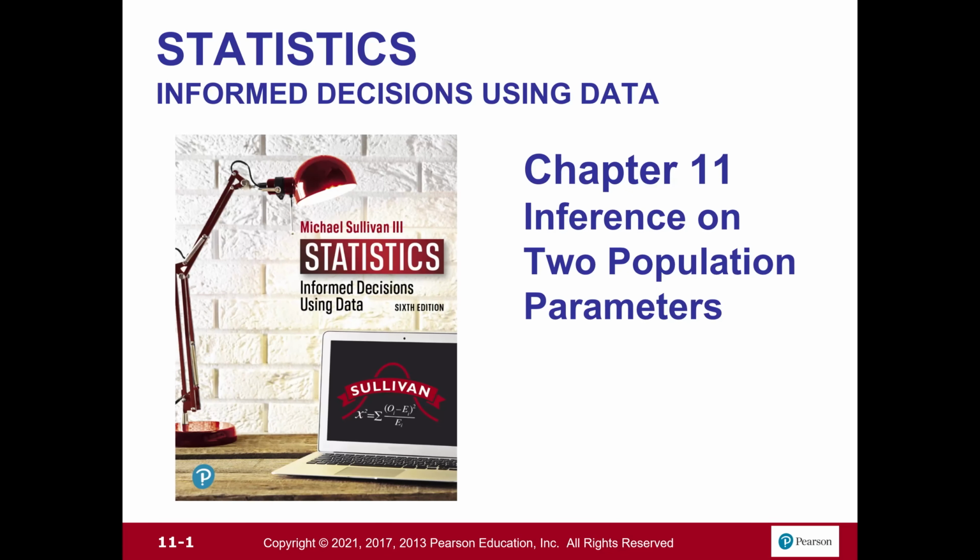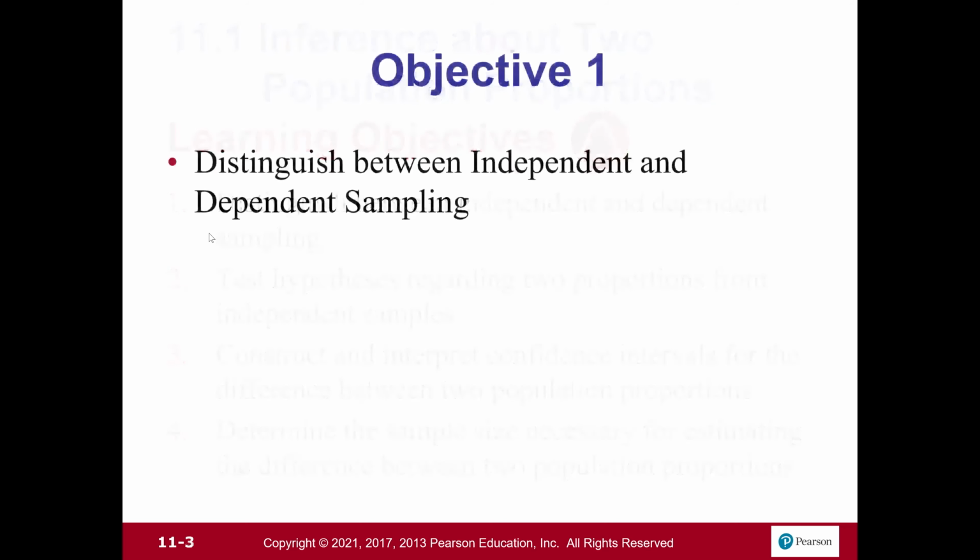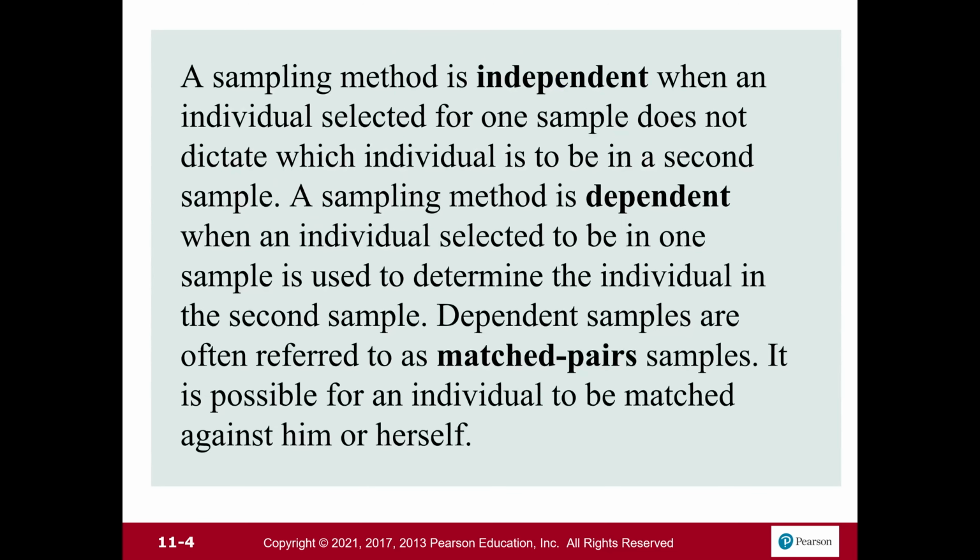Alright, welcome. This is the Chapter 11 lecture video, and this time we are going to be conducting hypothesis testing for two different populations. Inferences on two population parameters. The first section has a ton of different learning objectives, and the first one is all about just distinguishing between independent and dependent sampling. It kind of means what we think it means.